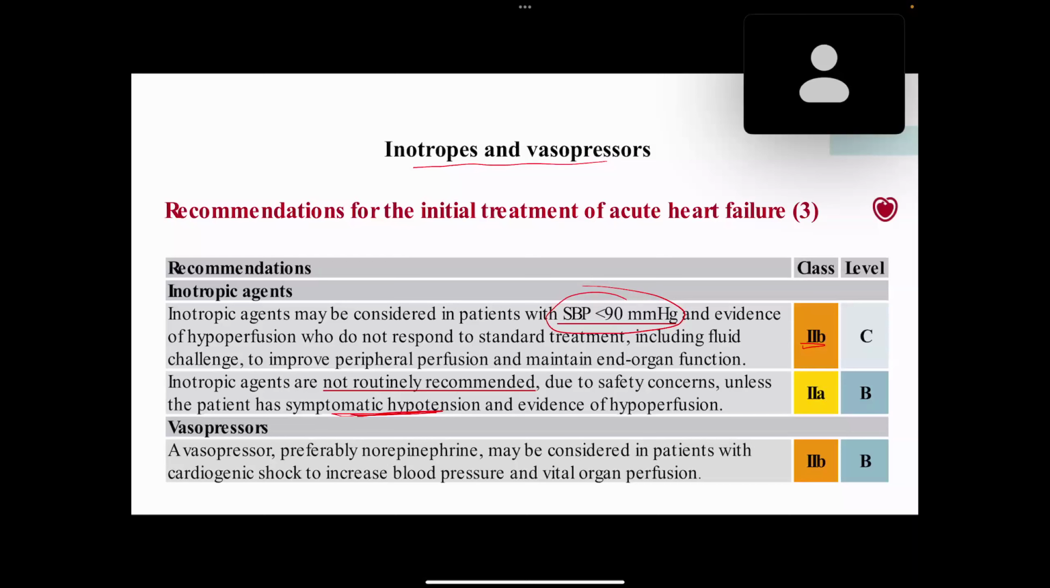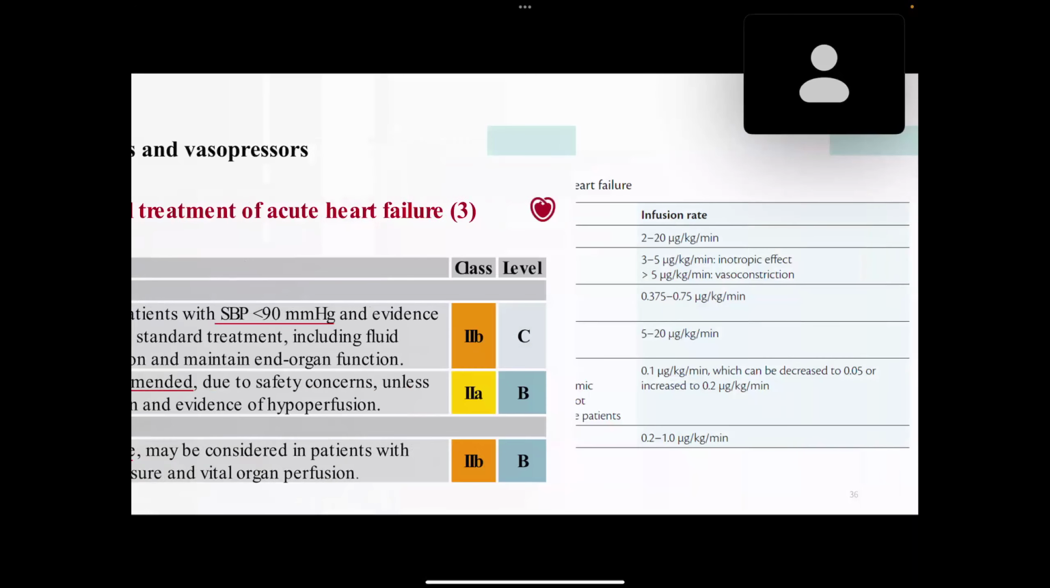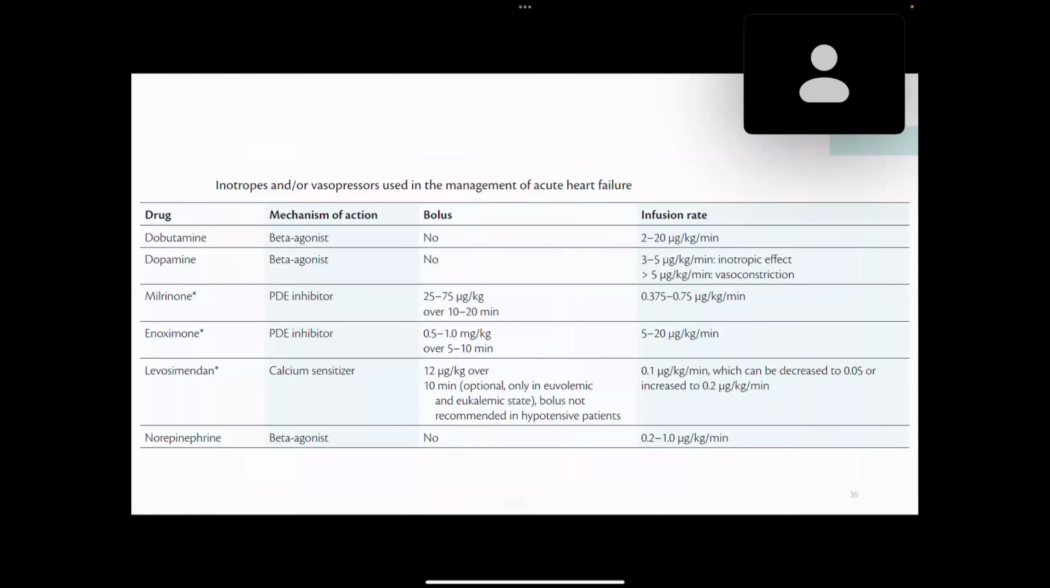Vasopressors are to increase the BP, and the most commonly used vasopressor is norepinephrine. That is a class 2B recommendation. Now, a small note on the different inotropes and vasopressors. You can see the commonly used inotropes are dobutamine and dopamine.